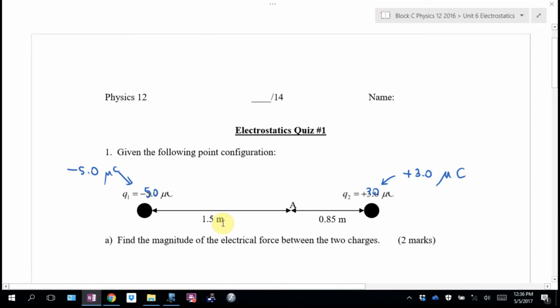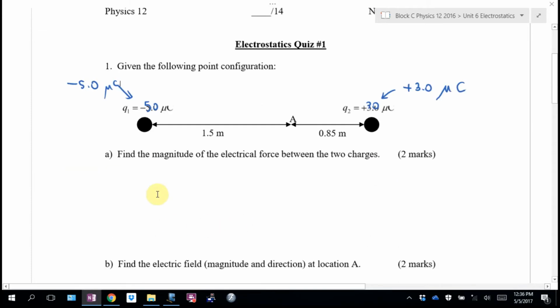Okay, so fix that. By the way, what can I ask you if I give you 2 charges? Well, A, I can ask you to find the magnitude of the electrical force between 2 charges. I didn't ask for a direction. If I wanted the direction, I'd have to tell you which charge we were talking about, because each charge is going to feel a force in a different direction.